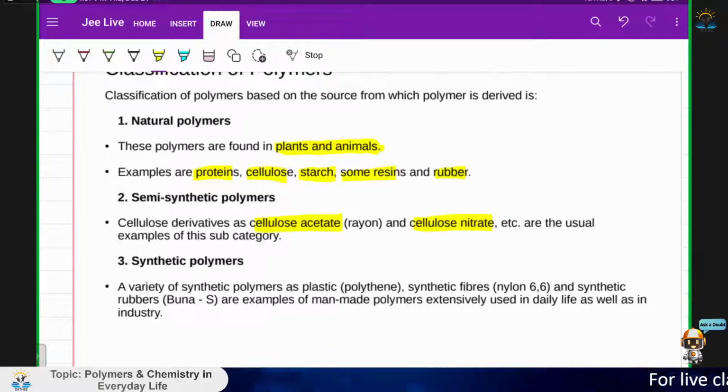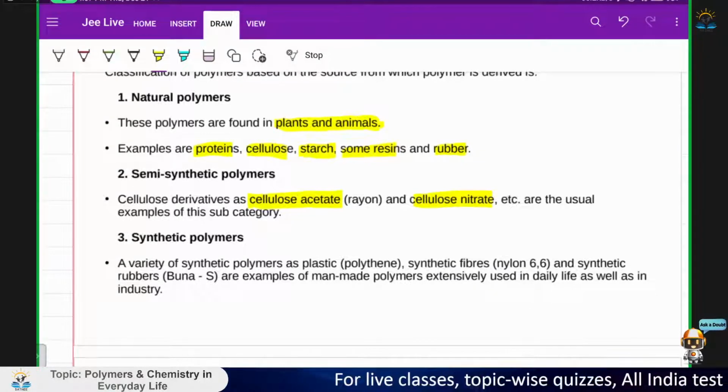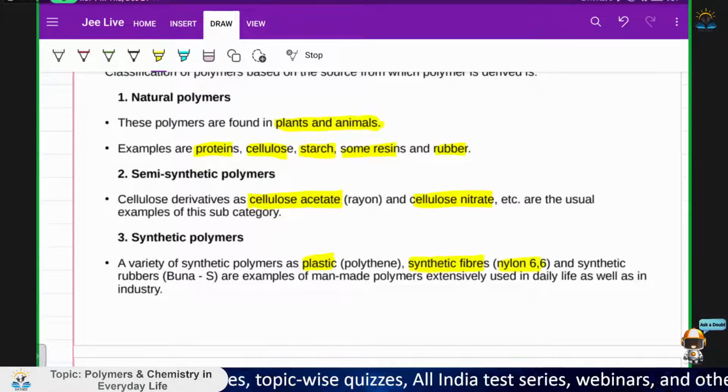So in this chapter and in chemistry in everyday life, I think the most important factor is we have to remember the names of examples of everything. So it's sort of a mug-up. You have no other way other than mugging in this. Synthetic polymers. A variety of synthetic polymers are plastic, synthetic fibers, nylon 66, synthetic rubbers, and so on. These are examples of man-made polymers.